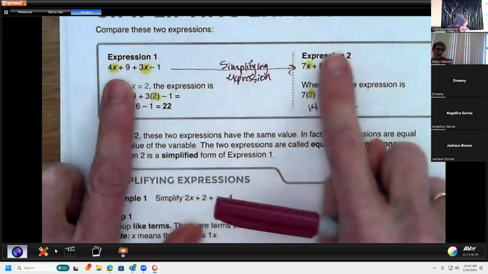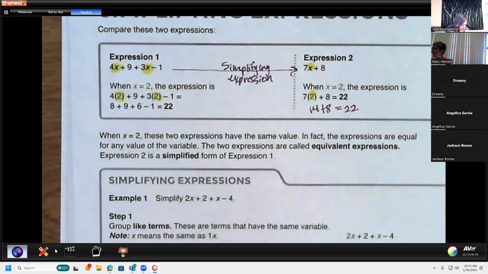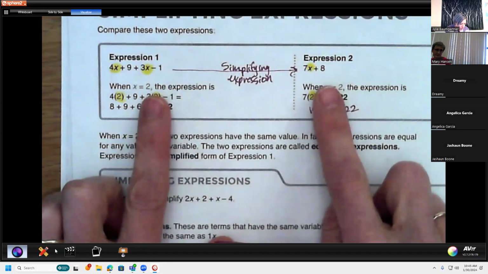And so from the first expression to the second expression, we have simplified the expression by pulling together things that we can add and subtract and pull together.